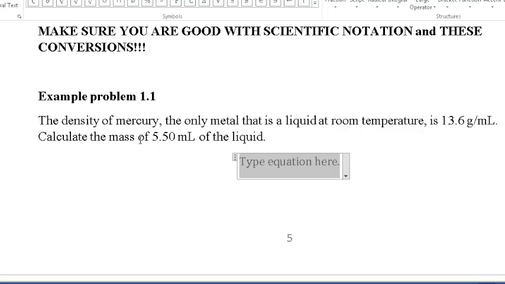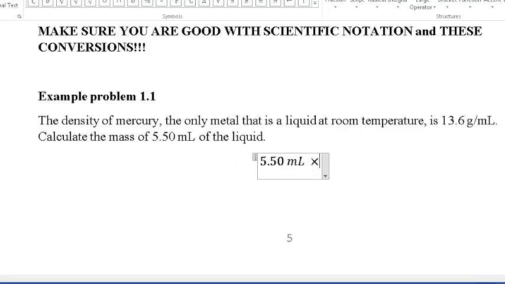You may think you can use the density equation, mass over volume, but I'd like to invite you to do this problem in a different manner. So let's use conversion factors here. This is an intensive property, density. We're given grams per mL, and we have 5.50 mL of the liquid. So how can we convert mL to grams?